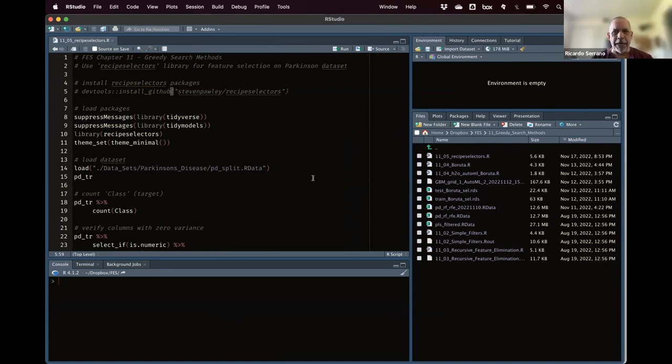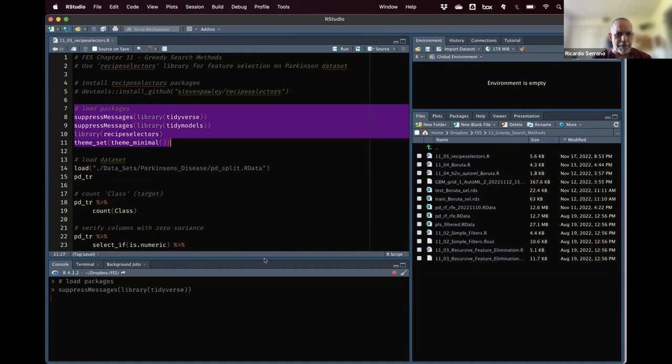Yeah. Okay. So in that presentation, Max talked about a package called recipeselectors, which gives us some recipe steps that we can use not only to scale the predictors and create dummy variables, etc., but also to tune the subset of features that are optimal for a certain metric. So I'm just going to fire this up.